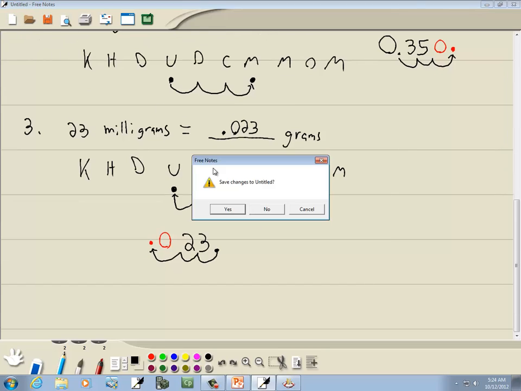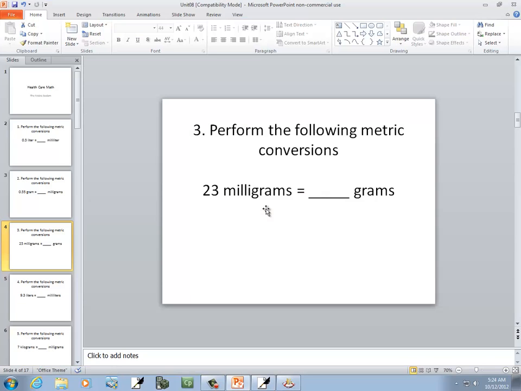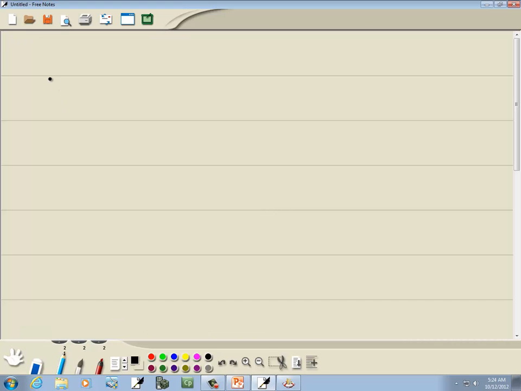Let me start a new page. We got 9.3 liters. I took these problems out of the book, but I just changed the numbers. You'll find it's heavy in certain types, because some of the types you never see in nursing. Some of the conversions. Let's see. King Henry doesn't usually drink chocolate milk, Mom.